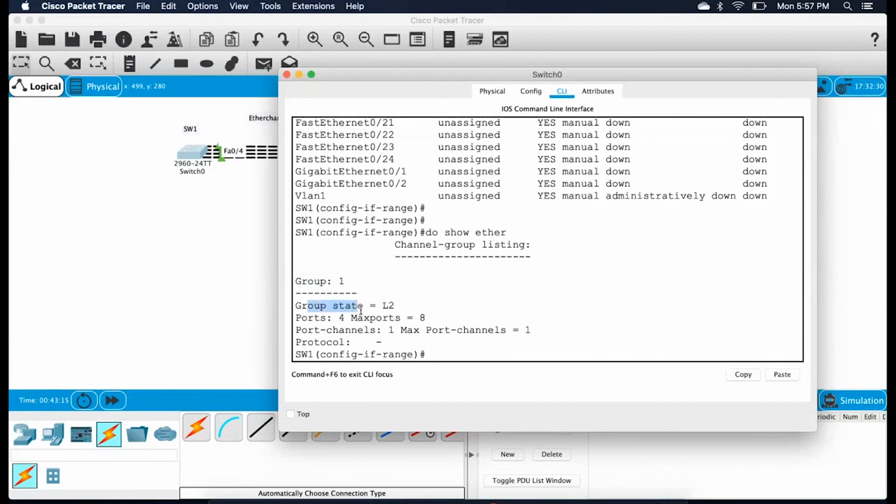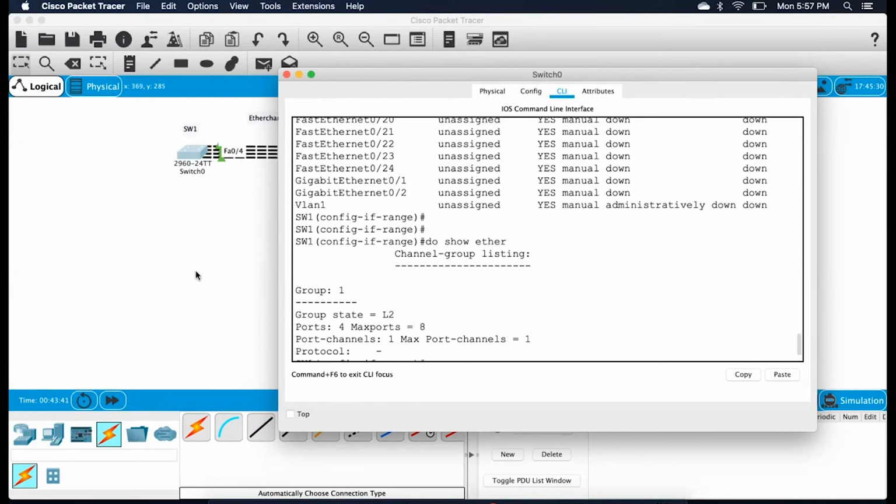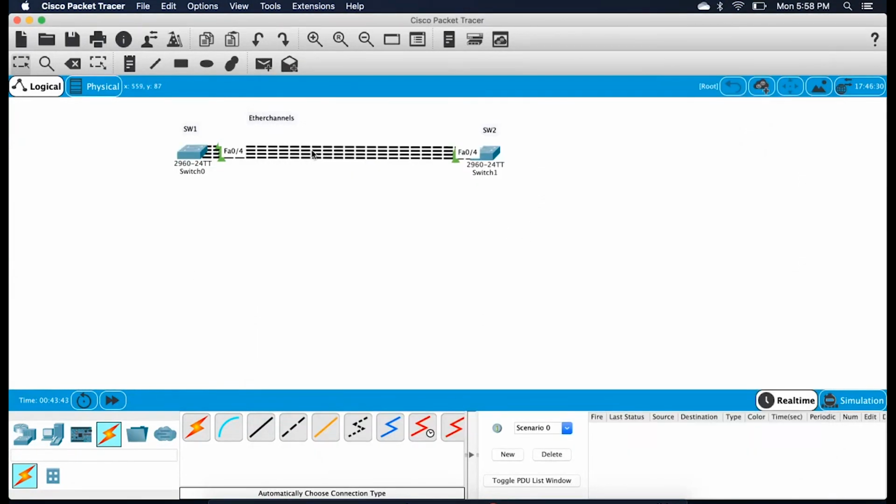You can also build a layer 3 ether channel in a multi-layer switch. The ports that have been placed in the group are 4. The maximum ports that can be selected are 8. The total port channels that you have is 1, and the maximum port channels that you have is also 1. So you can figure that out based on this information, how it is listed. And if one of these links goes down, then the other three will still keep on functioning. Make sense? So that's exactly how ether channel works.